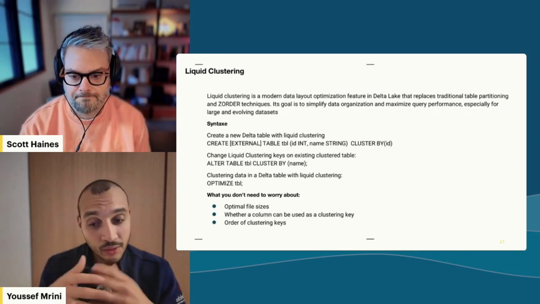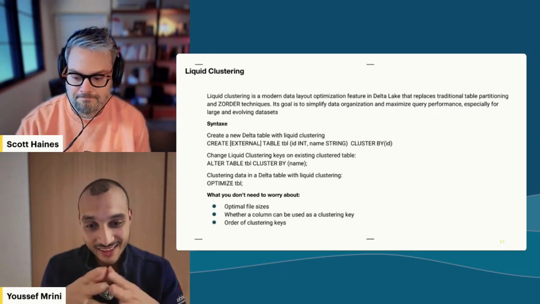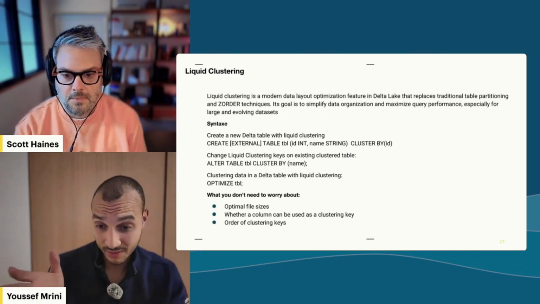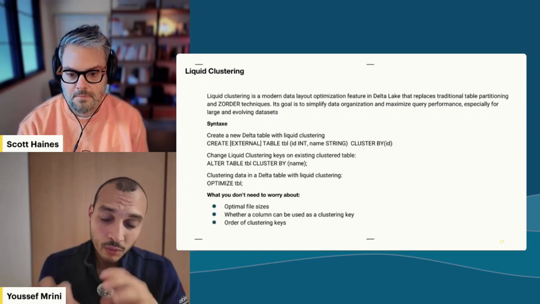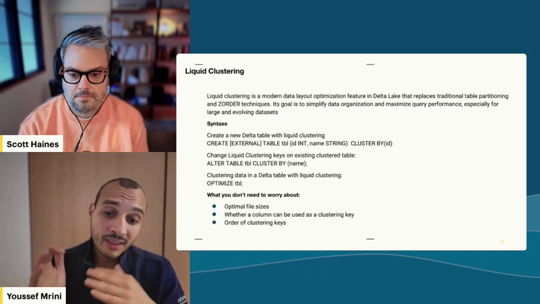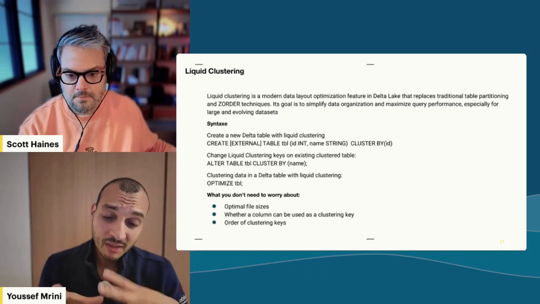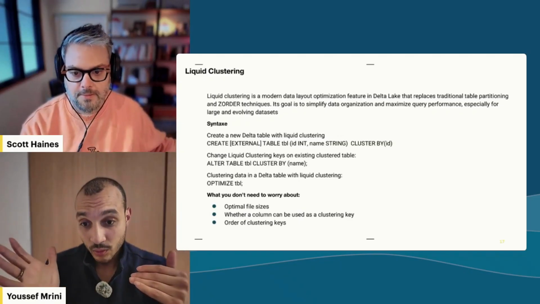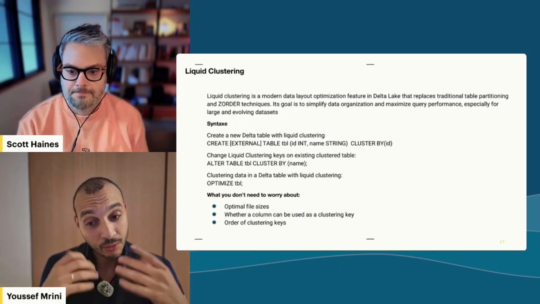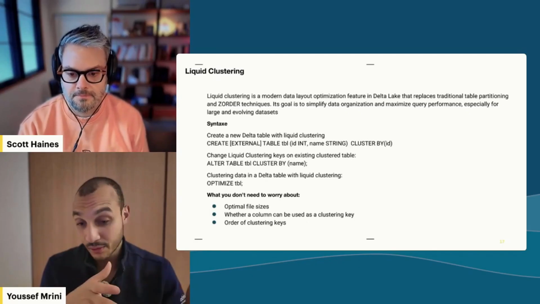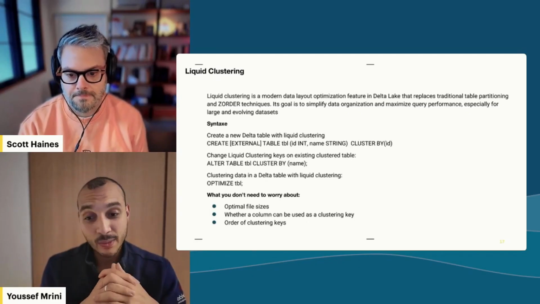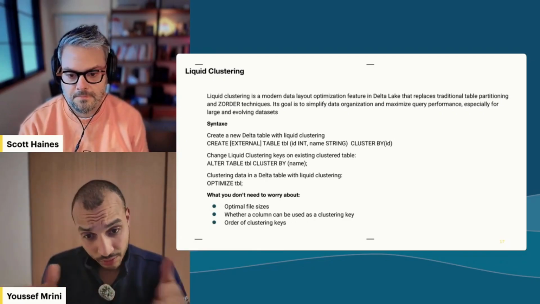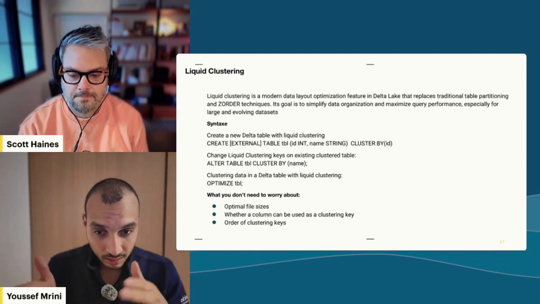While with liquid clustering, you can just alter table cluster by and add 2, 3, 4 columns. And I think liquid clustering is also very important because when you run optimize, it will run only on the incremental data. And this is super, super efficient. You won't need to spend a lot of time waiting for the cluster to compute the optimize on a super, super large table.